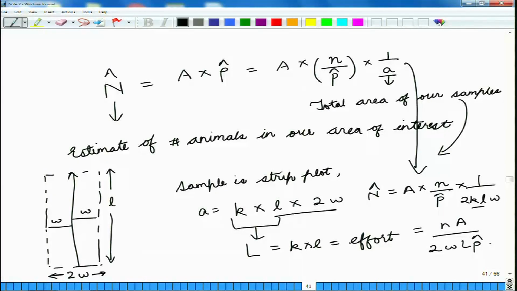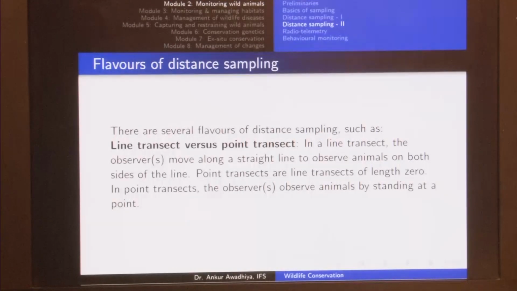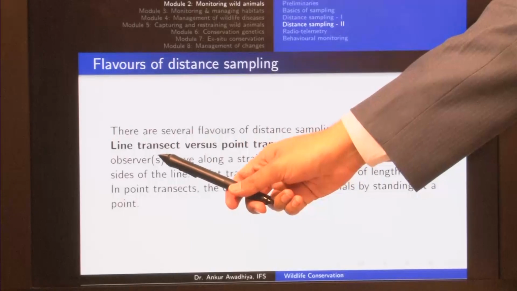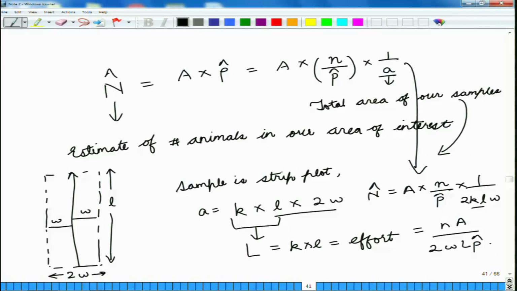Now, distance sampling can be done in different flavors. As you can see on your screens, there are different flavors of distance sampling. One is whether you want a line transect or a point transect. A line transect is what we discussed just now, in which we have moved a certain distance in a straight line. So, this is our line transect.